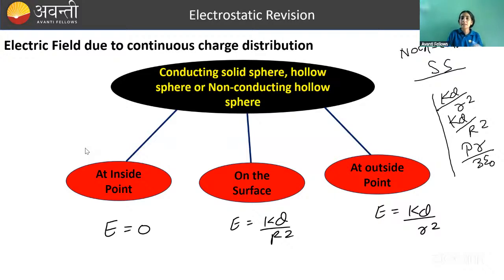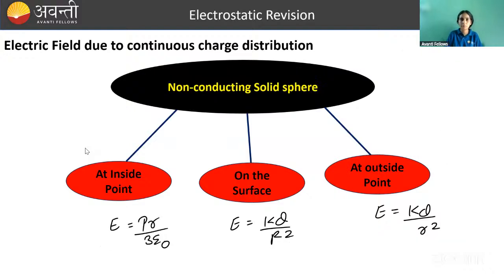And if we have conducting solid sphere, conducting hollow sphere and non-conducting hollow sphere, for these three the formula will be the same. At inside point electric field is 0, on the surface it is this, and outside point it is this. So on the surface and outside point the formula is the same for four different spheres, right? Only at inside point it varies. For these three cases, at inside point electric field is 0, and for non-conducting solid sphere it is rho r by 3 epsilon naught. Questions have also come from its graph, you will remember. Okay.